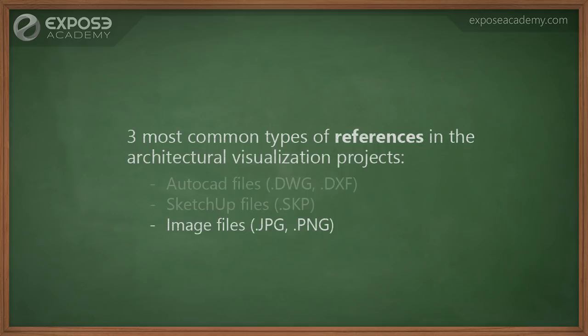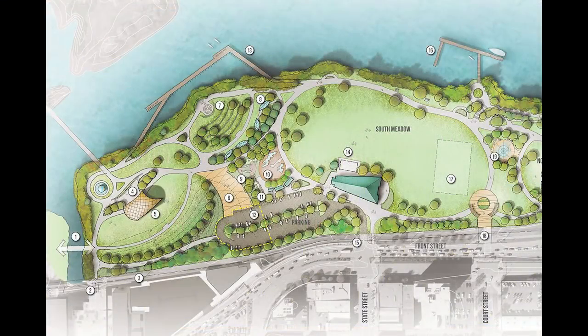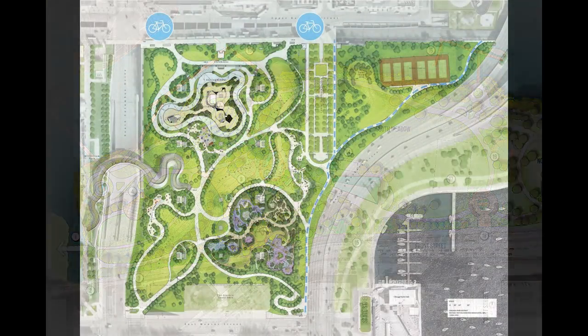If the project is at a very early stage where the design is not yet fixed, big chance that you will only get images as references from your clients. Sometimes your clients draw the image on top of a Google Map screenshot like this one.